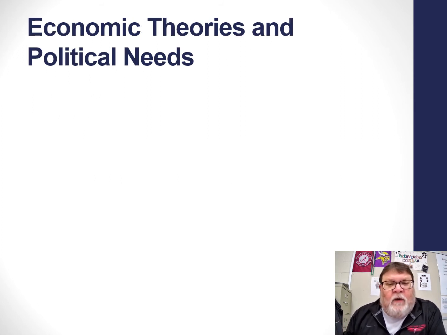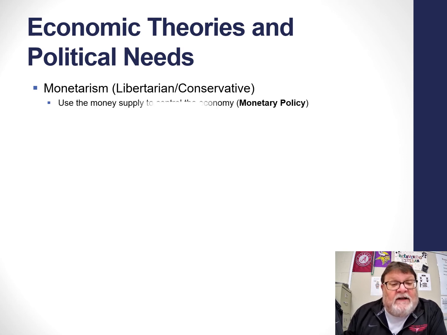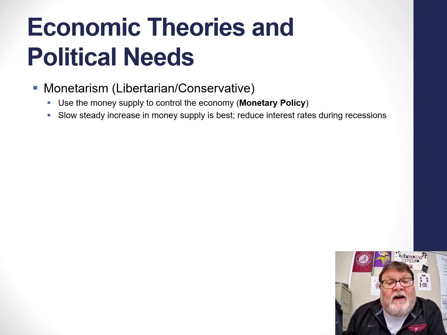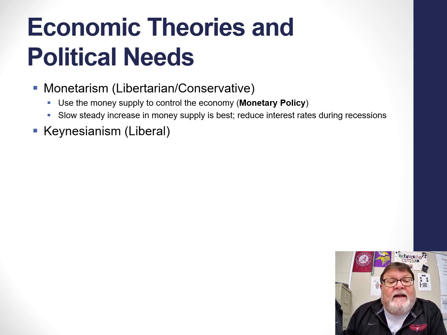So economic theories. I'm going to go a little quicker now. We have three theories you have to understand. Monetarism. The root word is money. Libertarian or conservative types of ideologies go with this. This is using the money supply. This is what you learned about with the Federal Reserve in econ. That's called monetary policy. You have to make sure you do that right. Monetary policy, using the money supply to control the economy. And so the idea then is slow, steady increase in money supply, reduce interest rates during recessions, things like that.